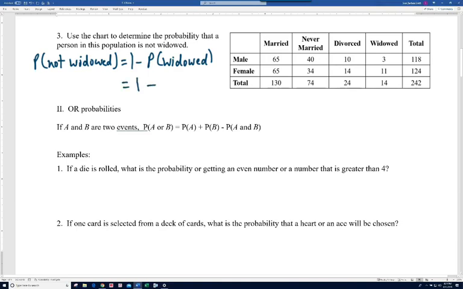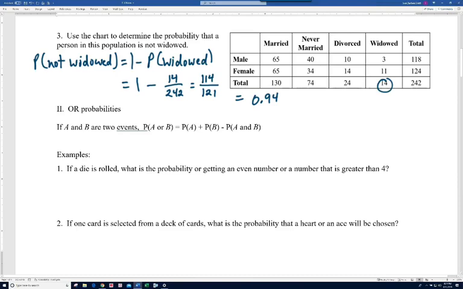Now notice in the chart, there's 14 out of 242 that were widowed. So this will be 1 minus 14 over 242. And when you subtract that, you get 114 over 121. And actually, I should probably write that as a decimal. 114 divided by 121 is about 0.94, or 94 hundredths.